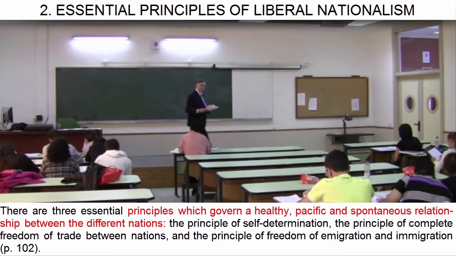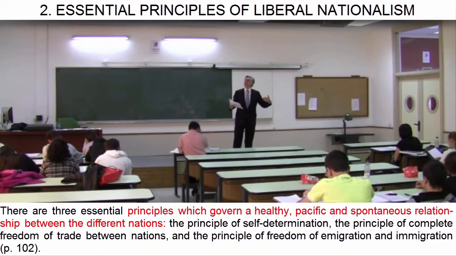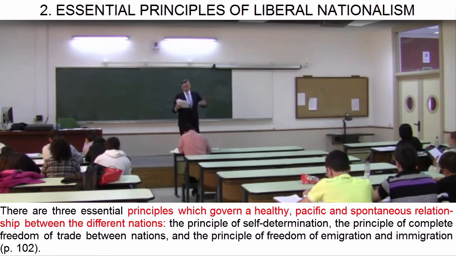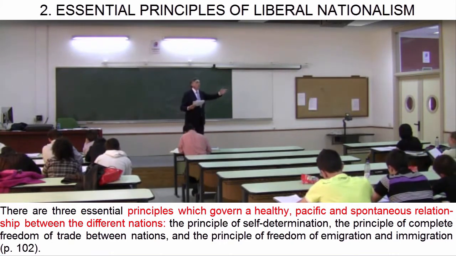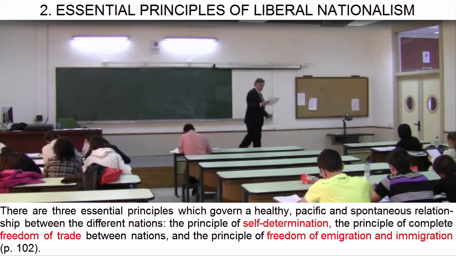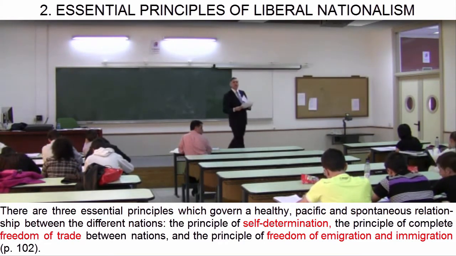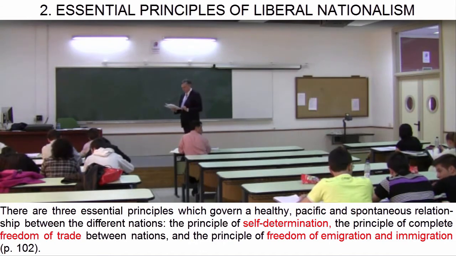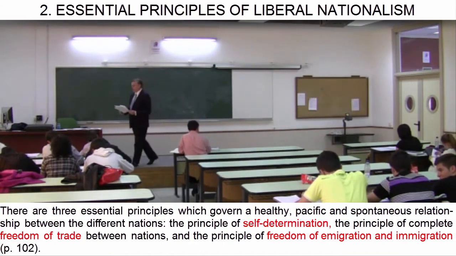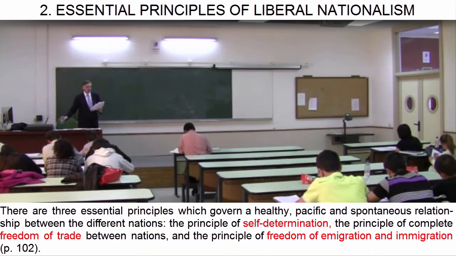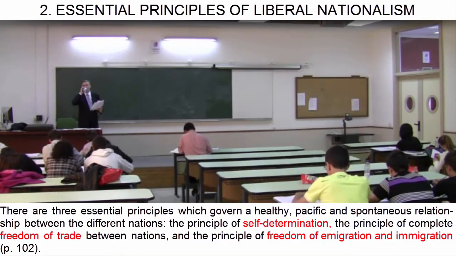Please take note. Three principles provide the foundation for a healthy, peaceful, and harmonious relationship between nations, understood as spontaneous orders. The first is the principle of self-determination. The second is the principle of complete freedom of trade between nations, and the third is the principle of freedom of emigration and immigration. A fourth principle, such as the existence of an international monetary system like the pure gold standard, could be added. Let us explore in a little more detail each of these principles.